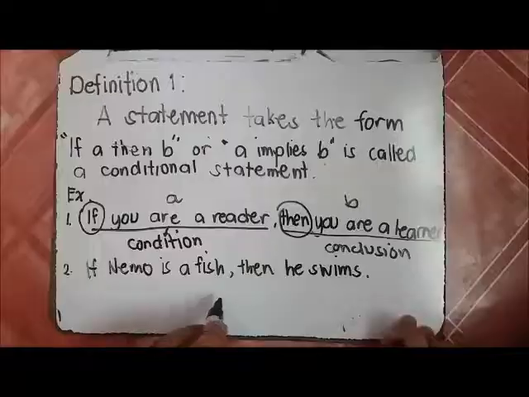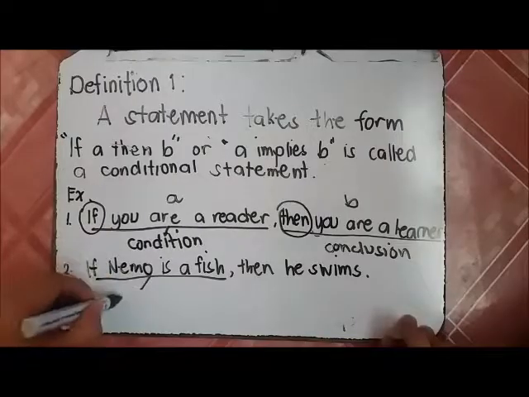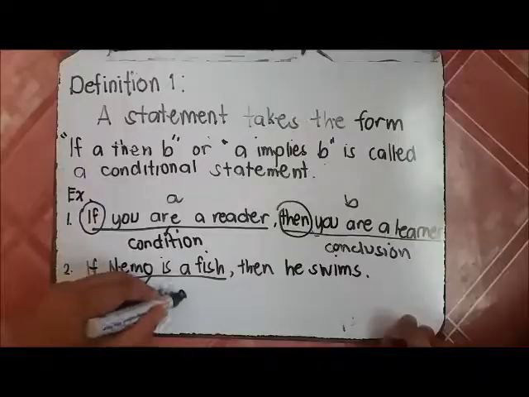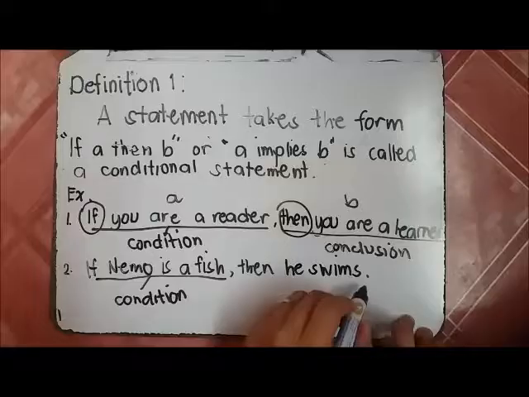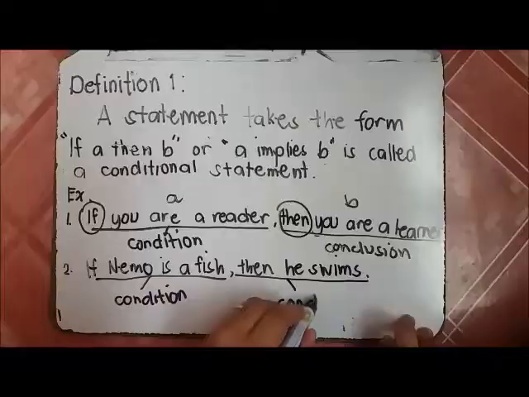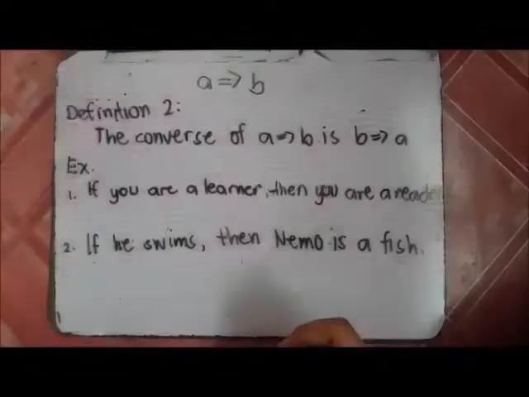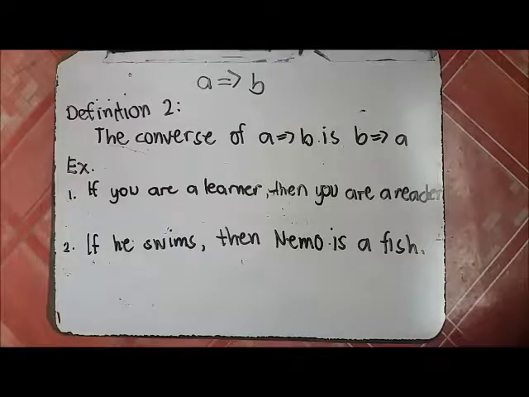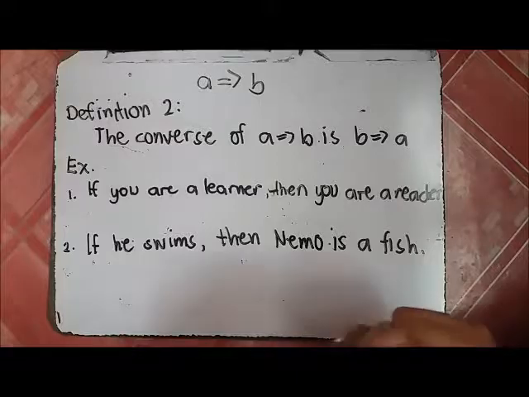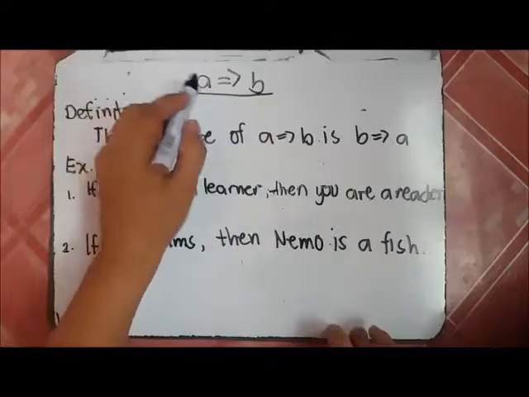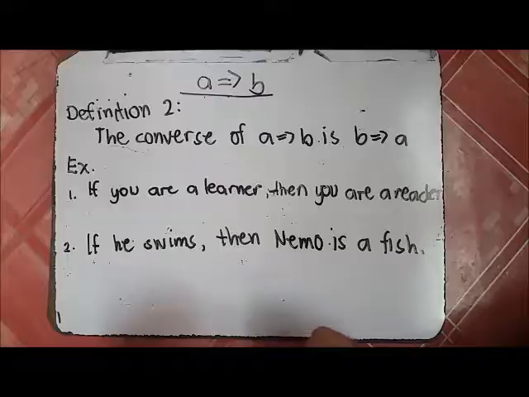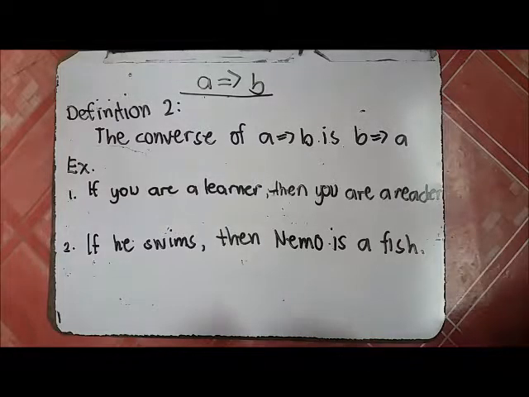So the condition here is if Nemo is a fish, and the conclusion is then he swims. So if A then B can be written in a mathematical expression like this: A implies B. So the second definition is the converse of A implies B is B implies A. Let's take the example in definition 1.